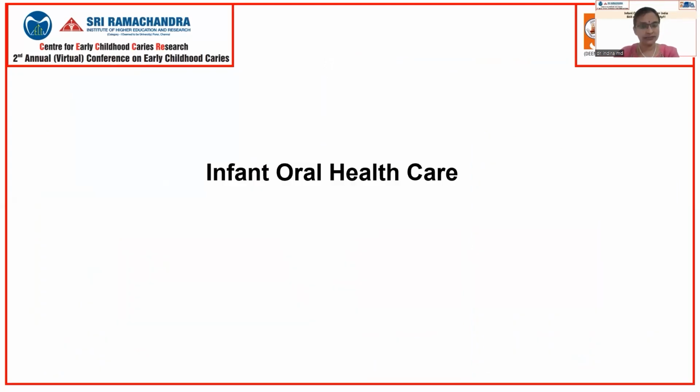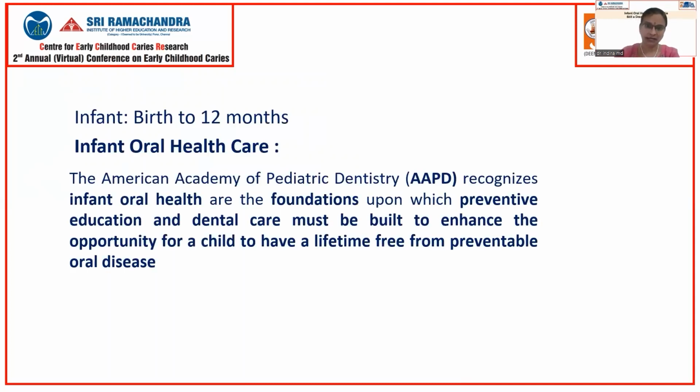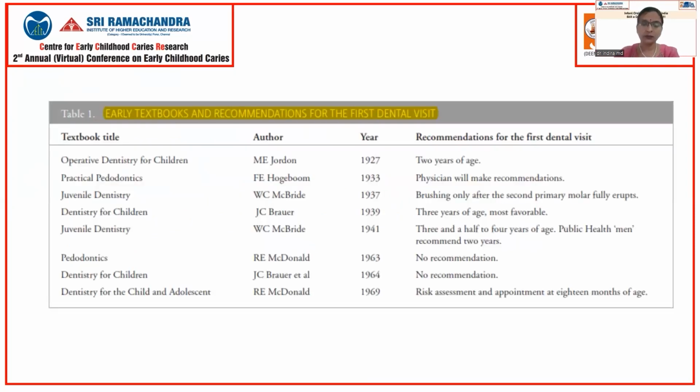So, who is an infant and what is infant oral health care? Basically, an infant is a child from birth to 12 months of age. According to the AAPD, it recognized infant oral health care as the foundation upon which preventive education and dental care must be built to enhance the opportunity for the child to have a lifetime free from preventable oral diseases. When we look back at the history, not much importance was given to infant oral health care, neither to the first dental visit.